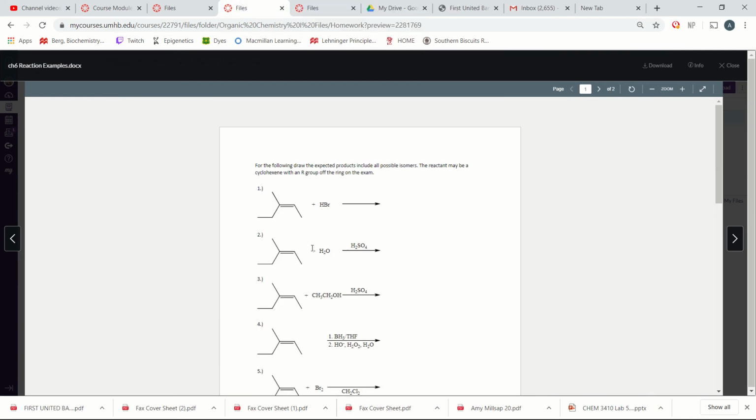If you look at the extra reactions that I want you to do, the number 2 is the acid-catalyzed addition of water, and number 3 is the acid-catalyzed addition of an alcohol that results in an ether. So your functional group transformations would be, for number 1, alkene to alkyl halide, for number 2, alkene to alcohol, and for number 3, alkene to ether.